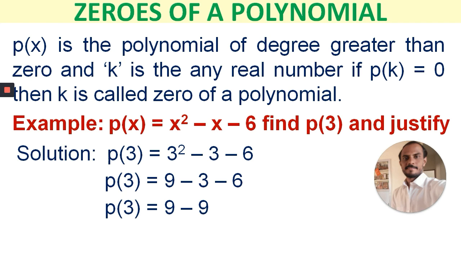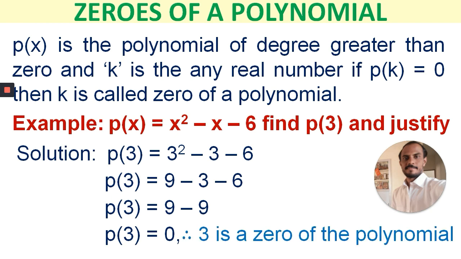Then which is the zero of the polynomial here? Therefore, 3 is a zero of the polynomial. Yes, 3 is the zero of the polynomial, because by substituting the 3 in the given polynomial, it becomes 0. Hence 3 is the zero of the polynomial.